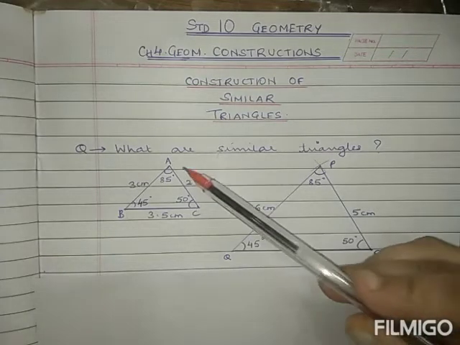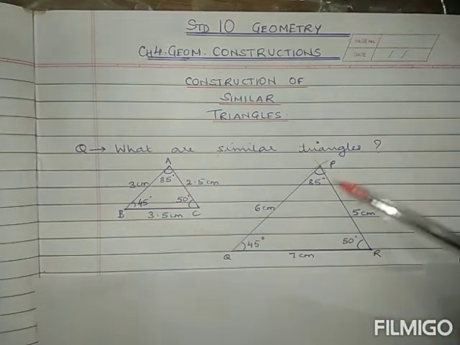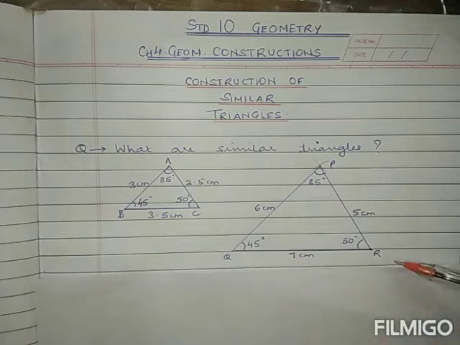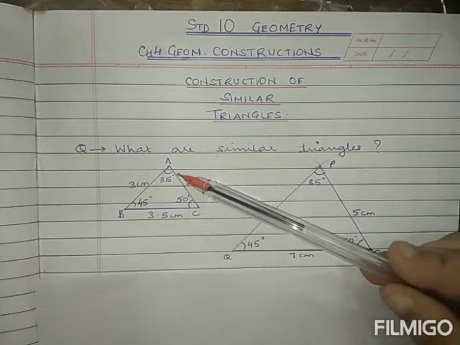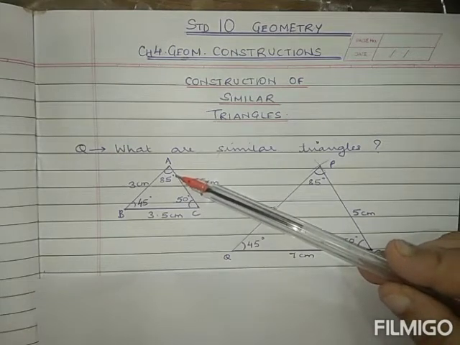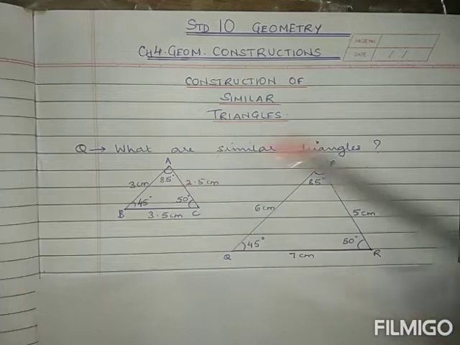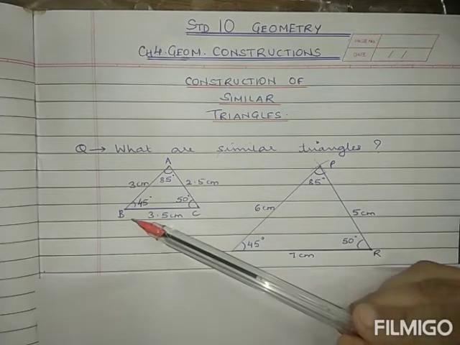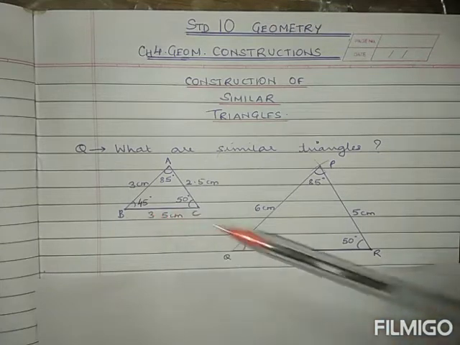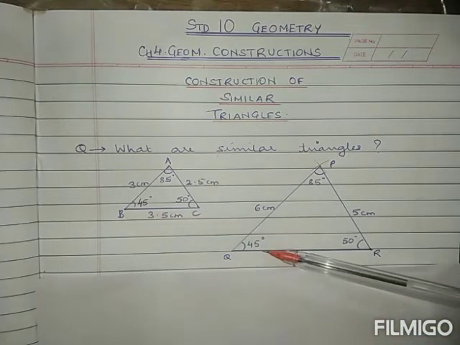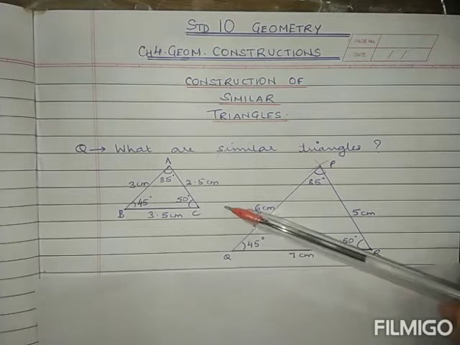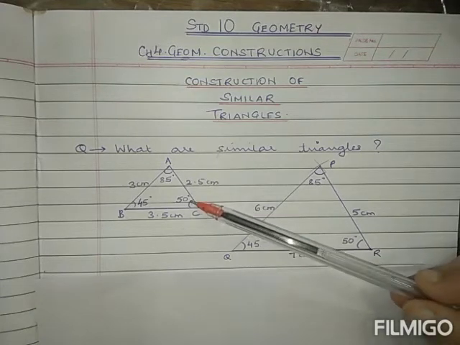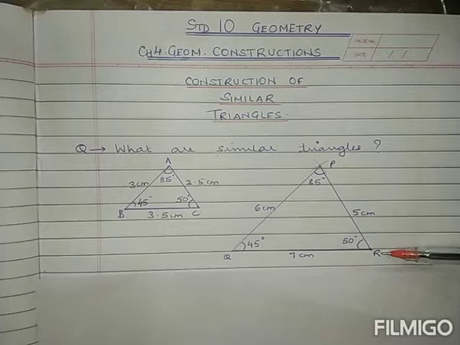So you have triangle ABC and triangle PQR. Let us observe their elements. We'll first look at the angles. Angle A measures 85 degrees. Angle P measures 85 degrees. Angle B measures 45 degrees. Angle Q measures 45 degrees. Angle C measures 50 degrees and angle R also measures 50 degrees.